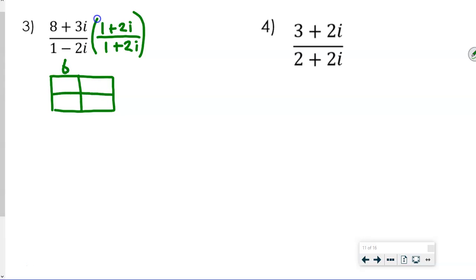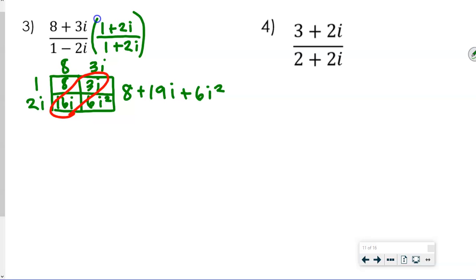I'm going to put 8 and 3I up here, 1 and 2I here. So we get 1 times 8, that's 8. 8 times 2I, that's 16I. 3I times 1 is 3I. 3 times 2 is 6, and this is going to be 6I squared. Again, recall that we have our like terms right here, right? So these two are going to combine. So when we talk about what we get here, we're going to get 8 plus 19I plus 6I squared.